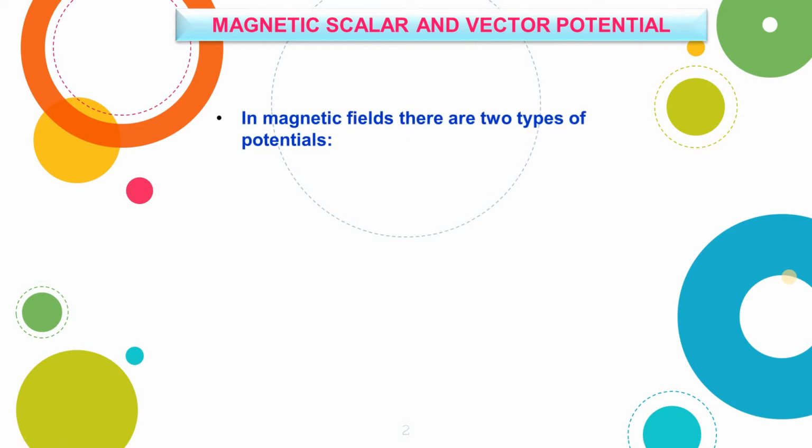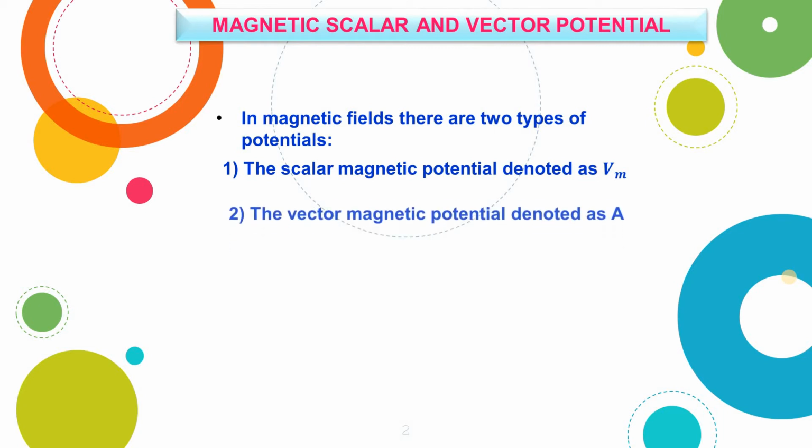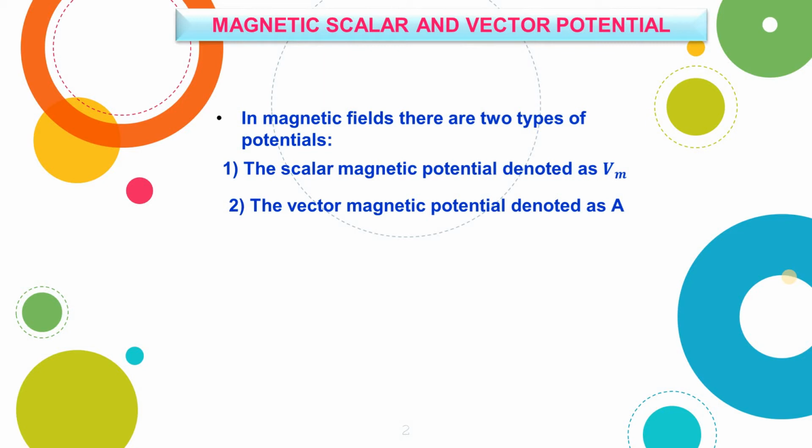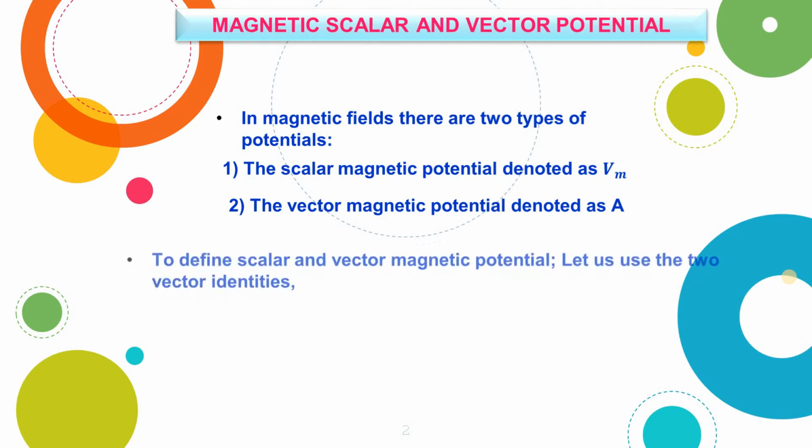In magnetic fields, there are two types of potentials. The first one is the scalar magnetic potential, denoted as Vm. I repeat, the scalar magnetic potential denoted as Vm. The second one is the vector magnetic potential, denoted as capital A. These are the two potentials in a magnetic field.